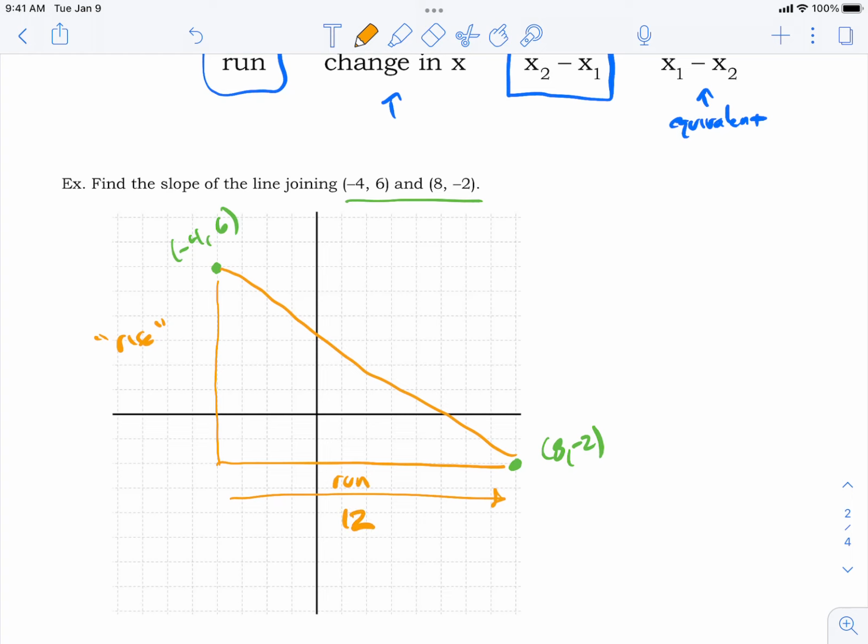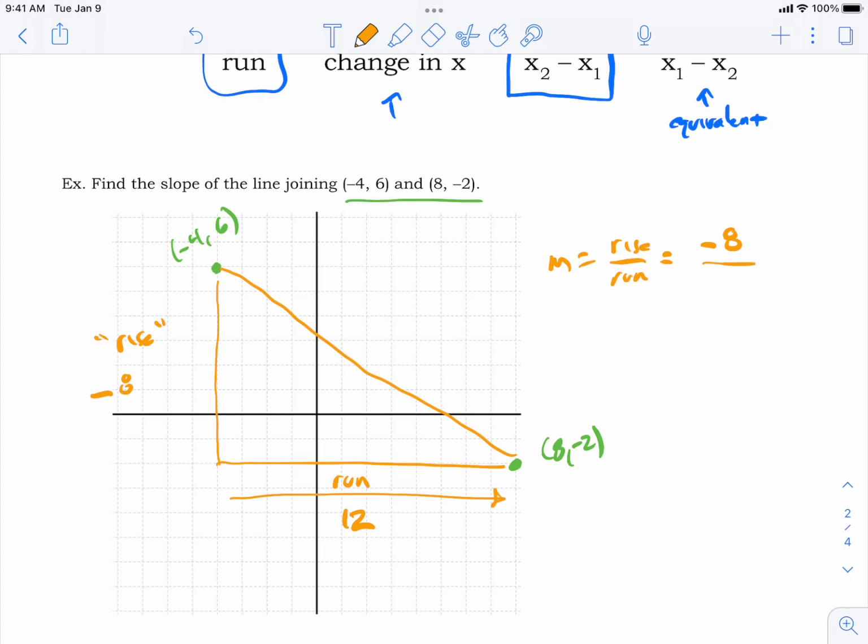Now the rise, we're going down. That's kind of like a negative rise. But the rise, you count squares again. 1, 2, 3, 4, 5, 6, 7, 8. We're going down by 8. And so the slope of this line, if you do rise over run, and you keep in mind that the rise is actually negative. It's going down. Remember from our slope gauge, right? Negative slopes go down.